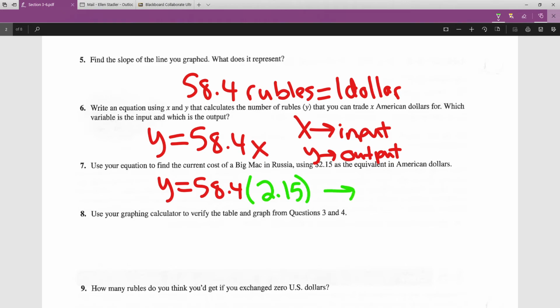Now use your calculator to take 58.4 times 2.15. What do we get? We get 125.56 rubles.